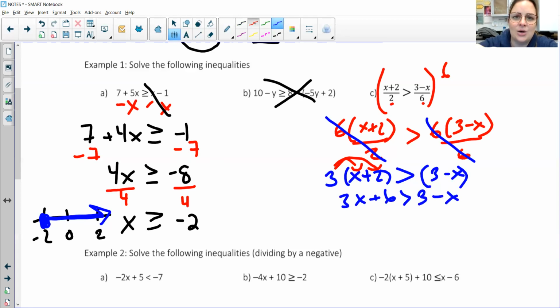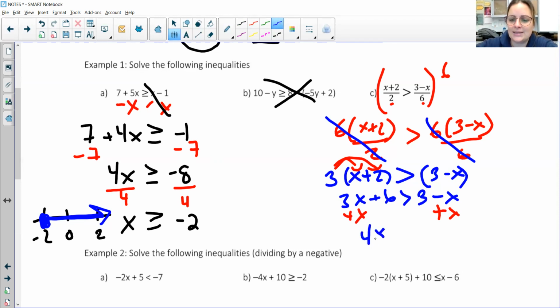Next step, I've simplified both sides as much as possible. Now I want to get all my x's onto one side and all my numbers onto the other side. I'm going to do the x's first, but really the order in which you do these two things doesn't matter. So I'm going to add x to both sides first. You can also do them all in one step, but I'm going to break it down.